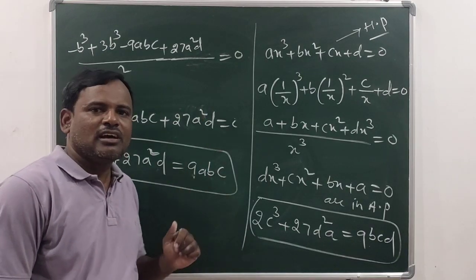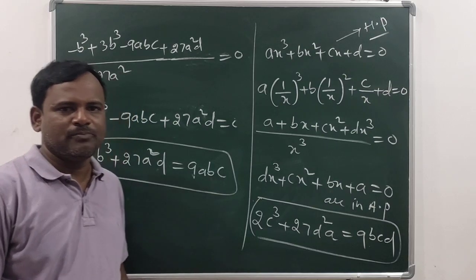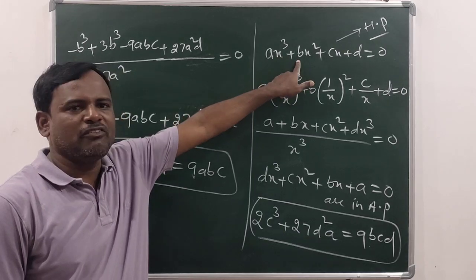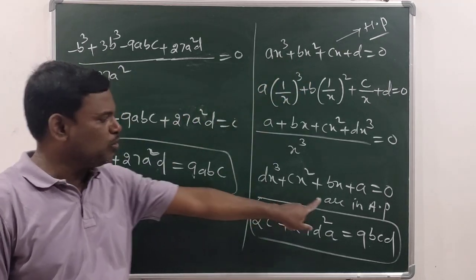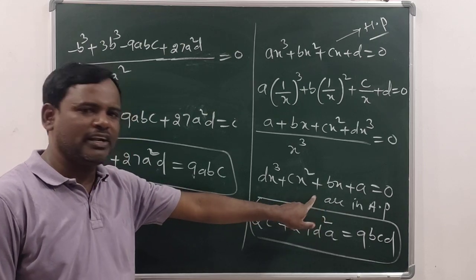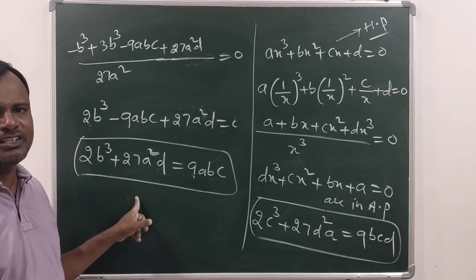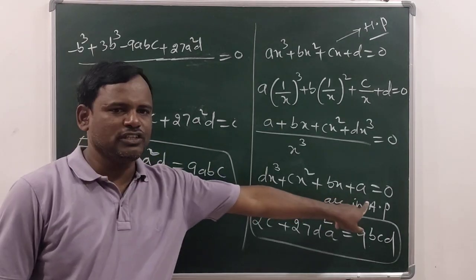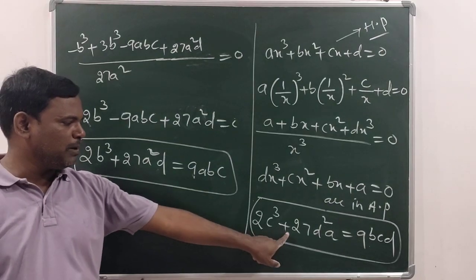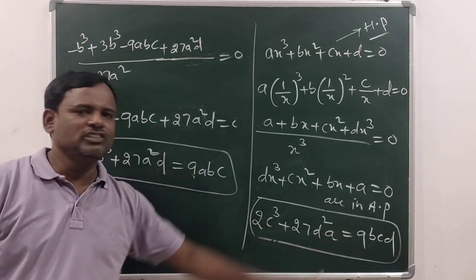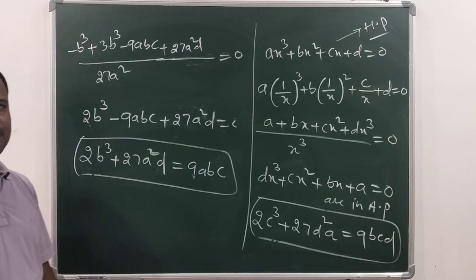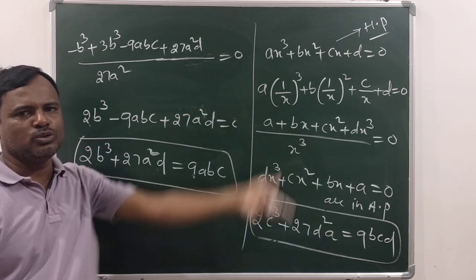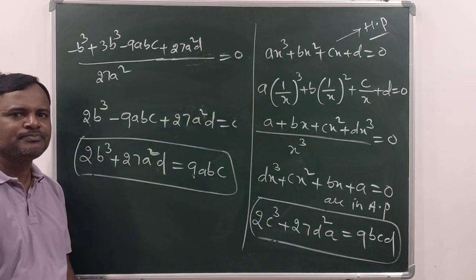Okay. So what is an AP and what is an HP? Actually they said that whose roots are in harmonic progression. I replaced x by 1 by x. I got this equation, whose roots will be in AP. If these roots are in AP, just now we derived one condition. Just in the place of A, B, C, D here, I replaced by these coefficients. Finally, I got 2C cube plus 27D square A, which is equal to 9BCD. This is the required condition for this cubic polynomial if whose roots are in harmonic progression.